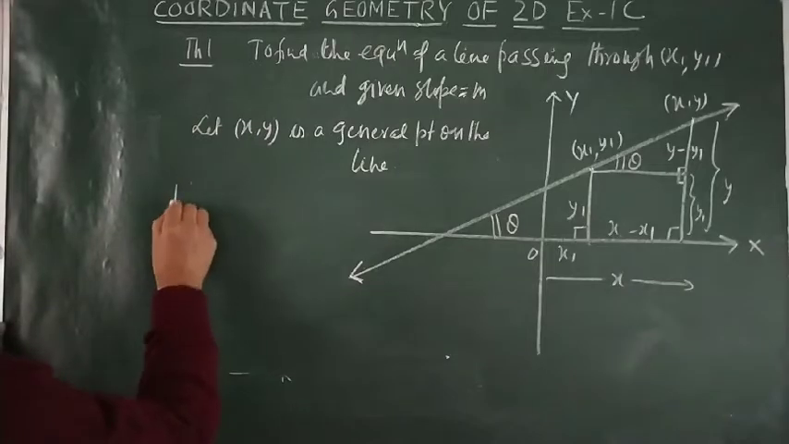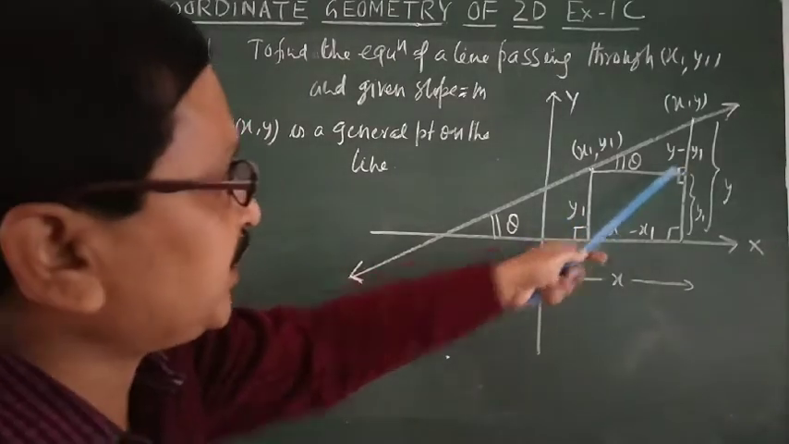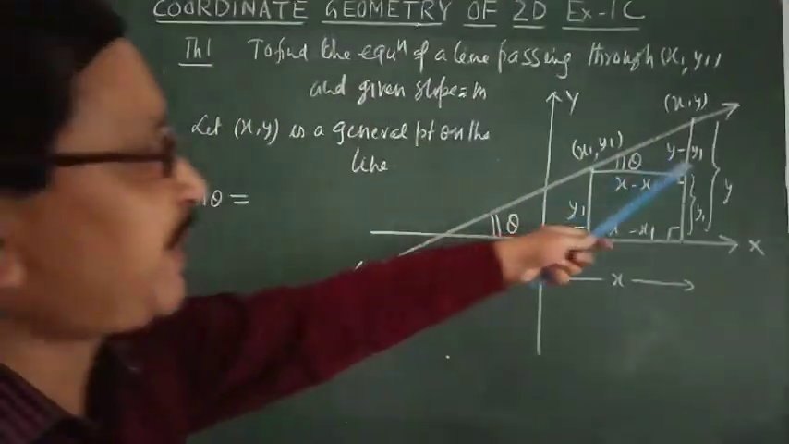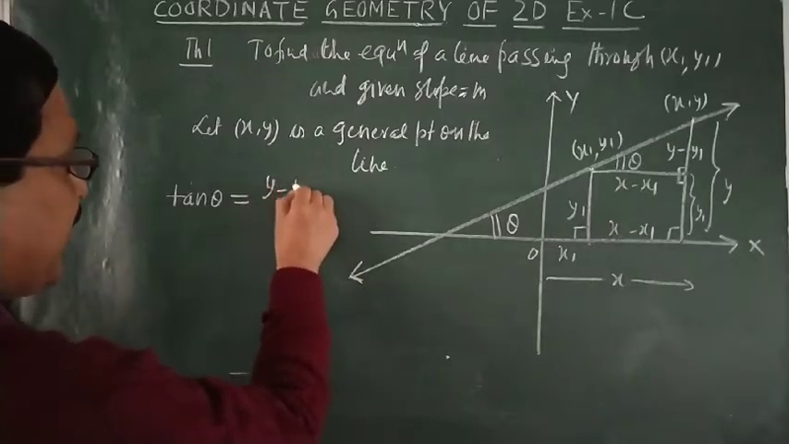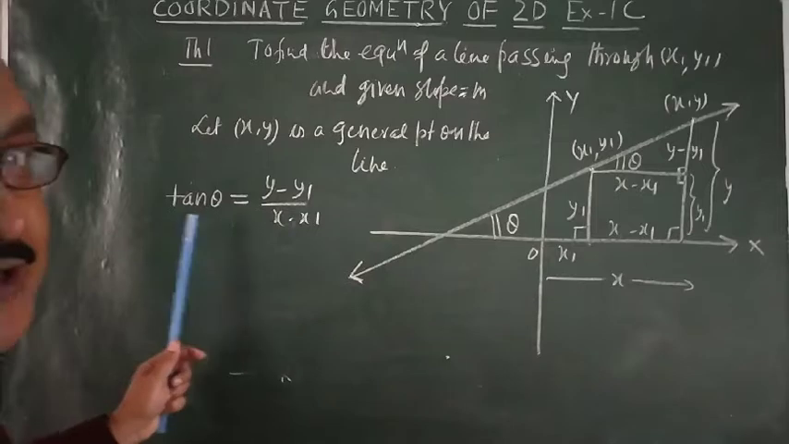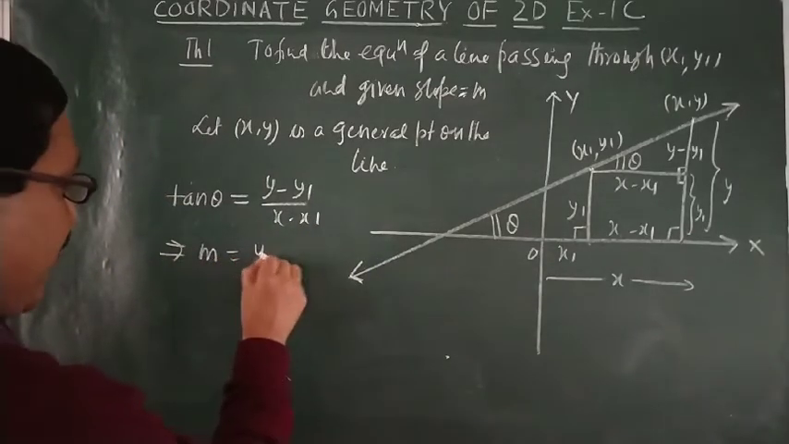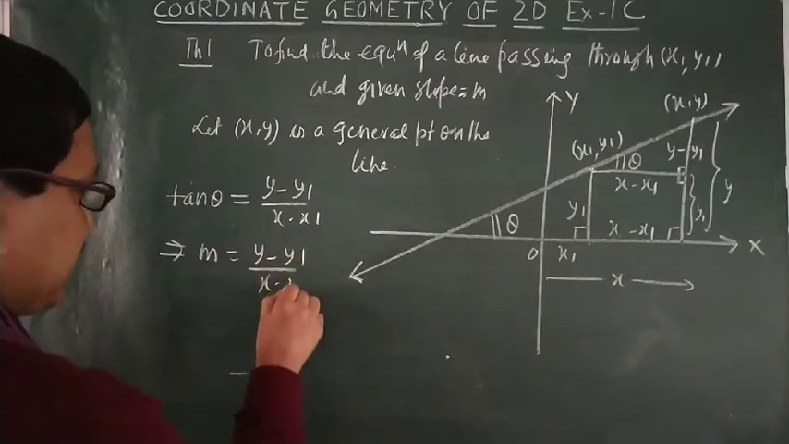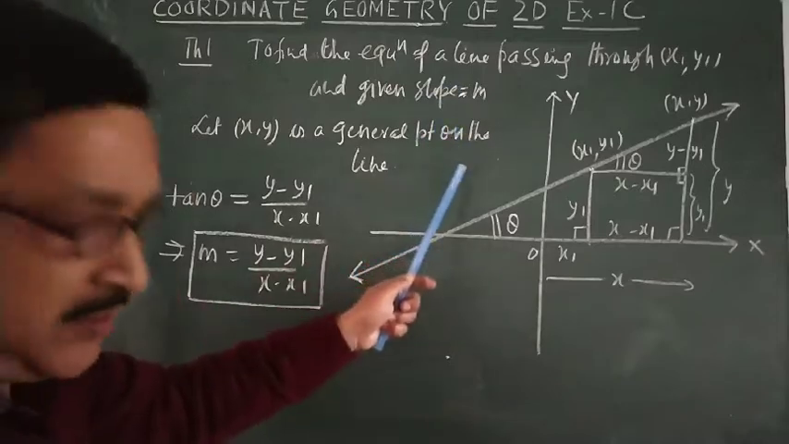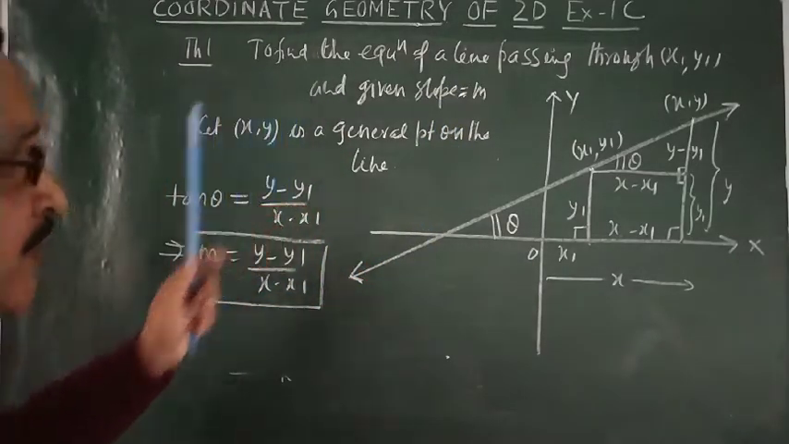So tan theta is equal to, we know that tan theta is this by this. This is also x minus x1. So this by this: y minus y1 by x minus x1. This tan theta is also known as m. So finally m is equal to (y minus y1) by (x minus x1). So this is the equation of a straight line in standard form, this is type 1 based on theorem number 1.